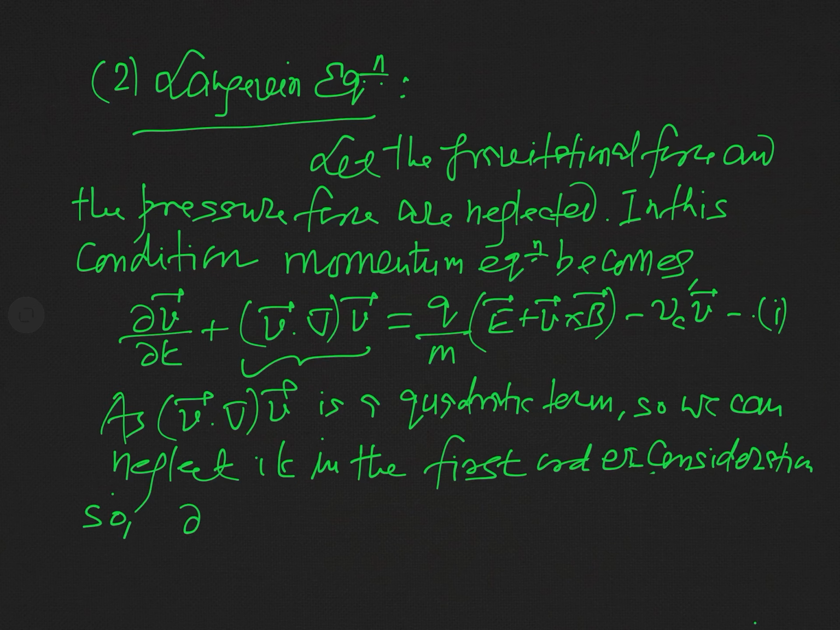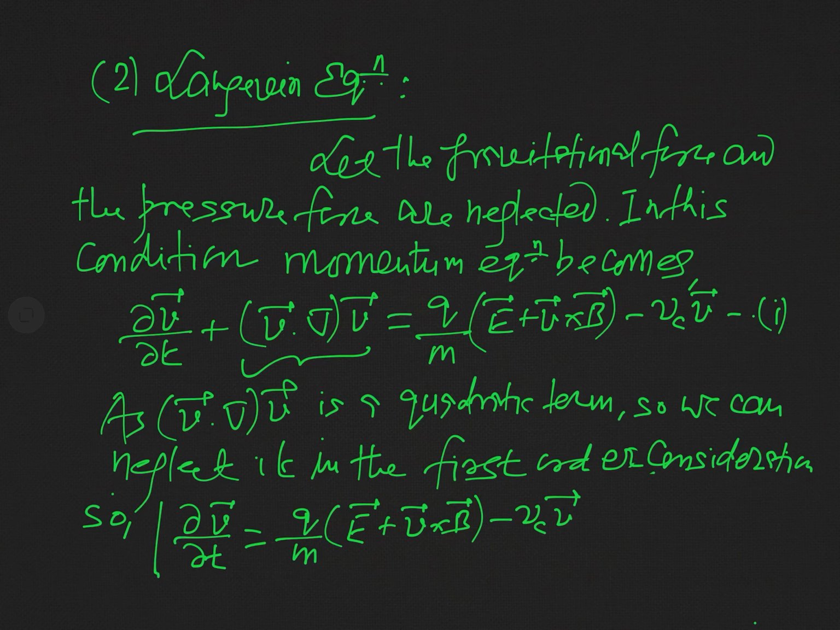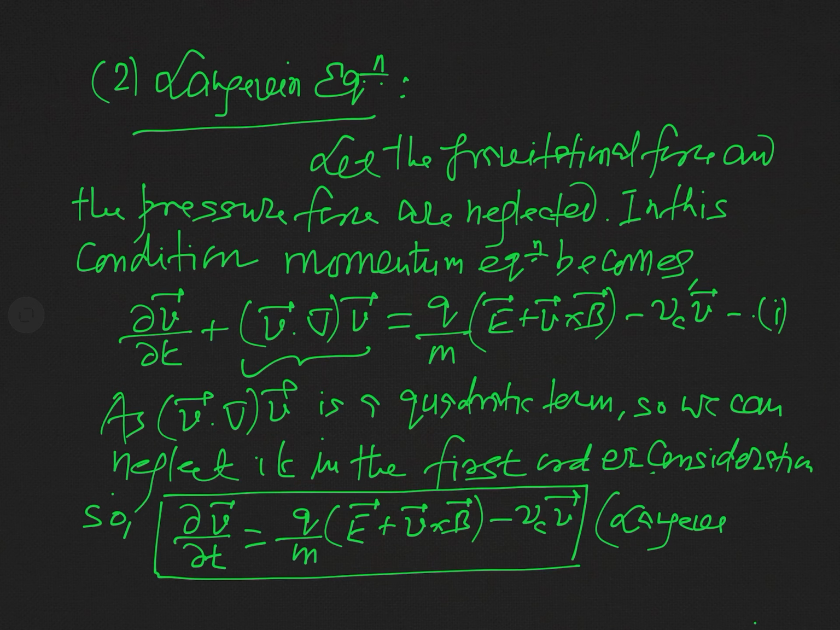So what will be our equation? Then our equation will become del V by del T equal to Q over M into E plus V cross B minus nu C into V. Actually, this equation is known as the Langevin equation. And this is the second MHD equation.